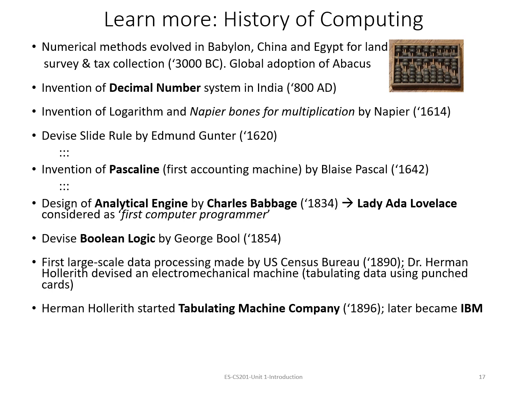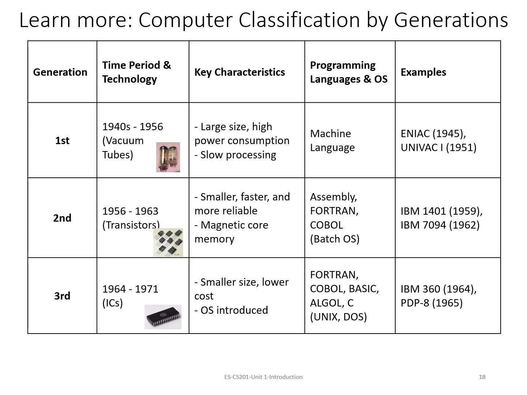Devised Boolean logic by George Boole, 1854. First large-scale data processing made by U.S. Census Bureau, 1890. Dr. Herman Hollerith devised an electromechanical machine, tabulating data using punched cards. Dr. Hollerith started Tabulating Machine Company, 1896, later became a giant in the computing industry, known as IBM. Learn more, computer classification by generations.